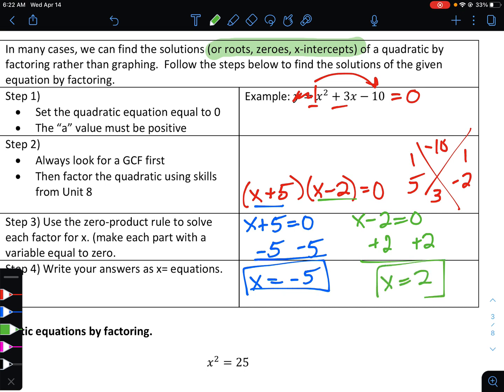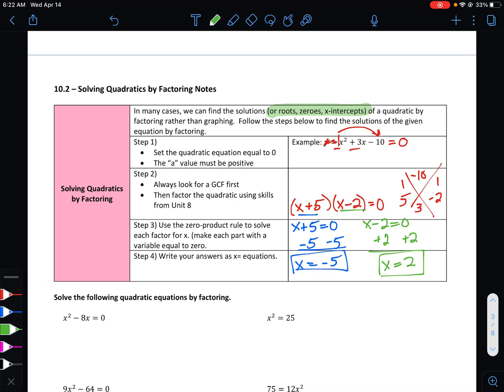So notice step 4 is just to write those like we just did. You write x equals and then whatever the answer is for your final answer. And there would be your two solutions. Okay, so let's go and take a look at some examples of this.